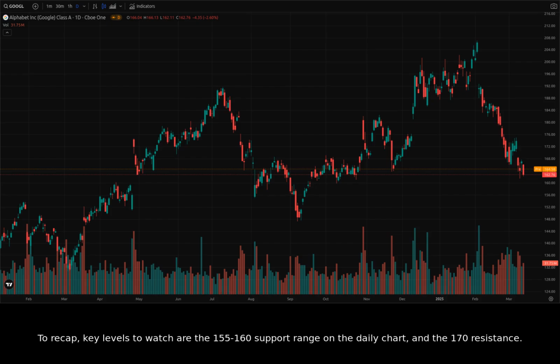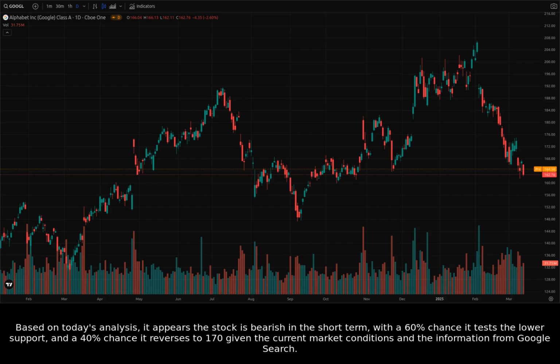To recap, key levels to watch are the 155 to 160 support range on the daily chart and the 170 resistance. On the 15-minute chart, look for a break above the 164. If Google can break above these resistance levels, it could lead to a sustained bullish trend. However, failure to do so could result in further downside, testing those lower support levels.